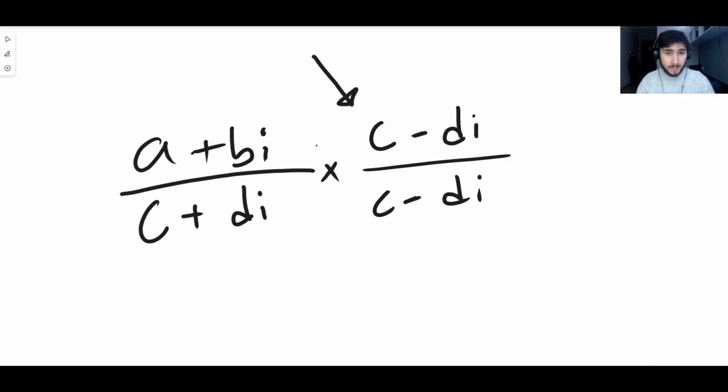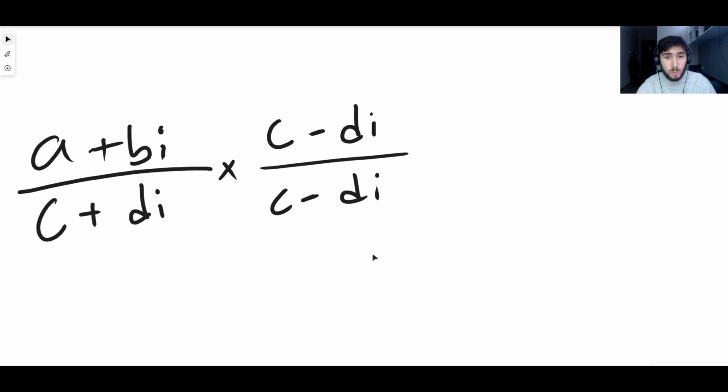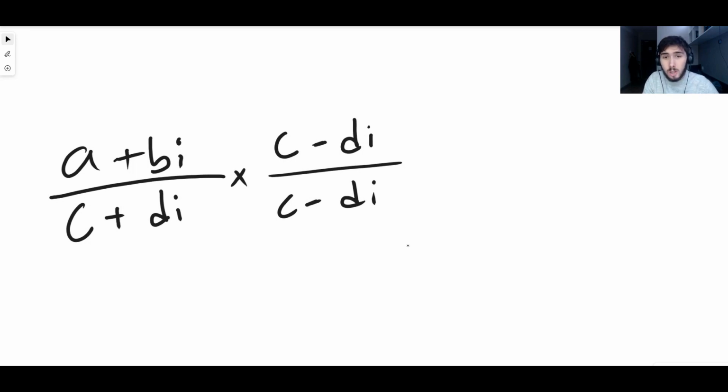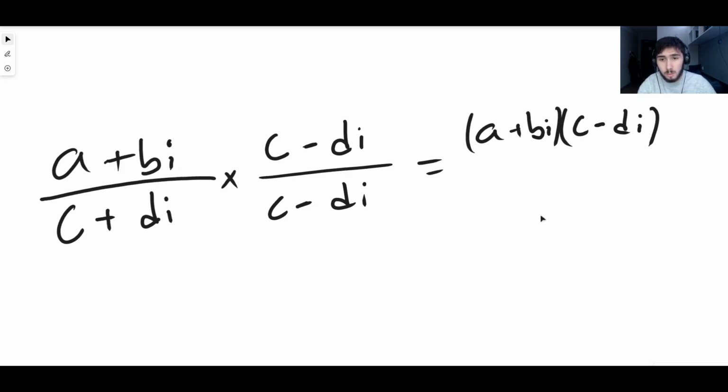Why is that important? It doesn't change the value of the fraction. If you multiply the fraction on the left, numerator and denominator, by c minus di over c minus di, it's the same number, just written in a different way. Cool. So now we can use FOIL to expand this out. How do we multiply fractions? We simply multiply the numerators and the denominators together. So let's write this all as one fraction to make it a little easier to understand what's going on here.